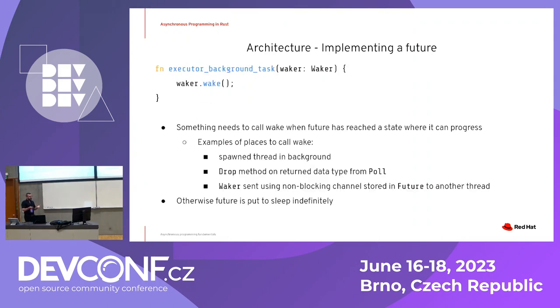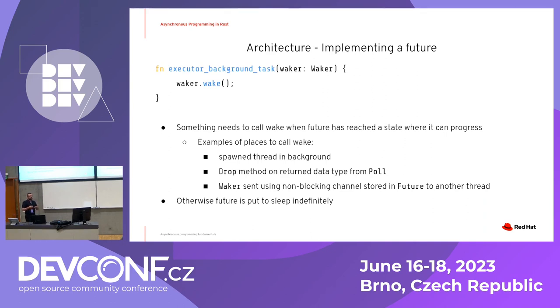Here is an example of when you would wake a future. Here we have waker.wake. It's pretty simple. You call that when the future is ready to make more progress. Something always needs to call wake when the future has reached a state where it can progress, because otherwise the future is put to sleep indefinitely and will never wake back up. One of the common misconceptions or difficulties when learning asynchronous programming is where do you call wake? So I've put a few examples of where you could call wake.